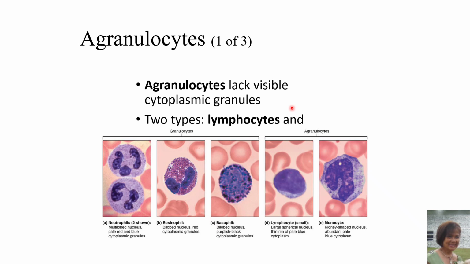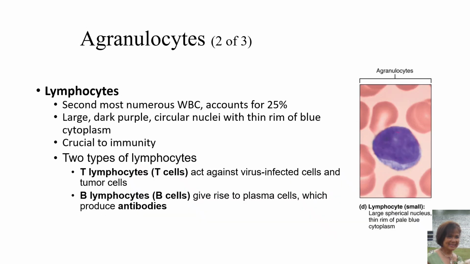Now let's get into the agranulocytes. These white blood cells lack visible cytoplasmic granules, and there are two types, the lymphocytes and the monocytes. The lymphocyte, as the second most numerous white blood cell, accounts for about 25% of the white blood cell population. They are large. They are not really large. As a matter of fact, the lymphocytes are the smallest in size. They're so tiny of all the leukocytes.